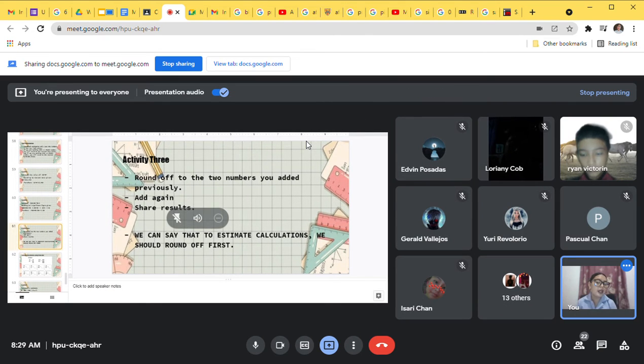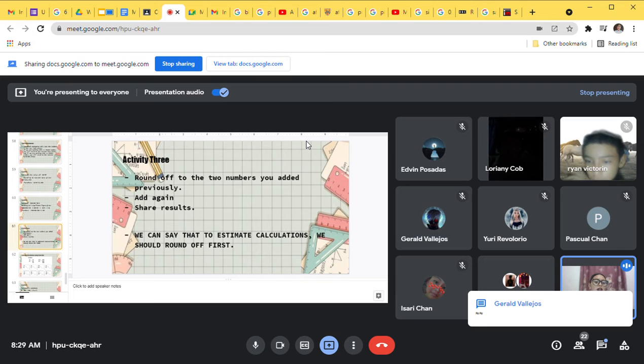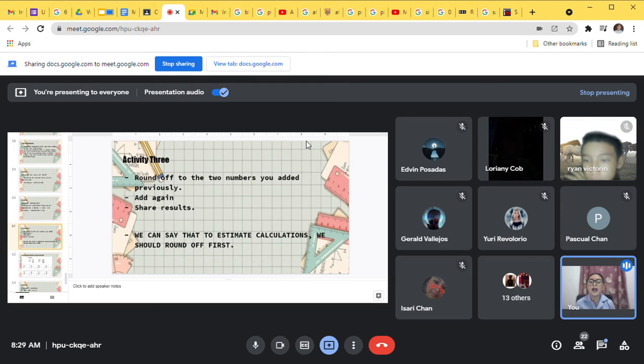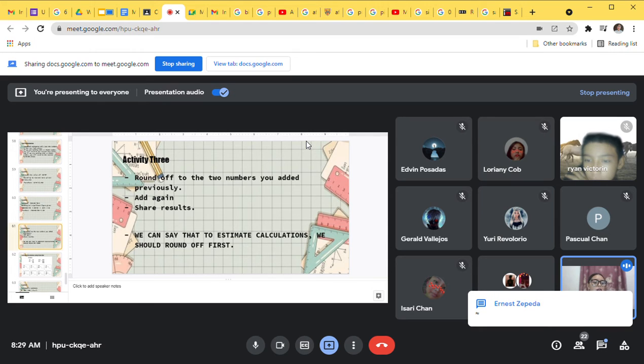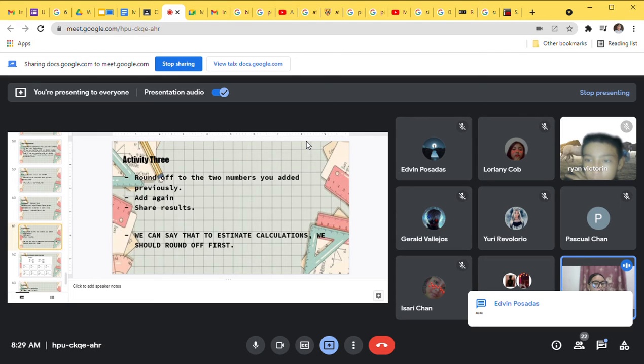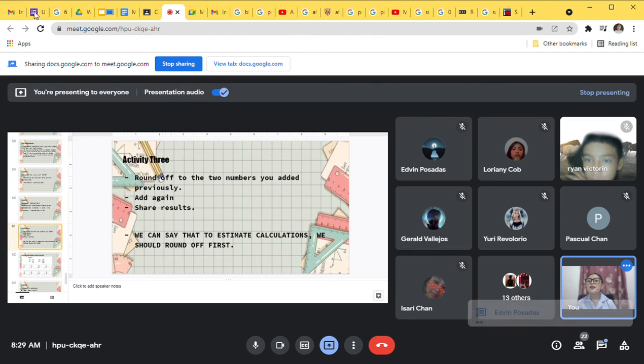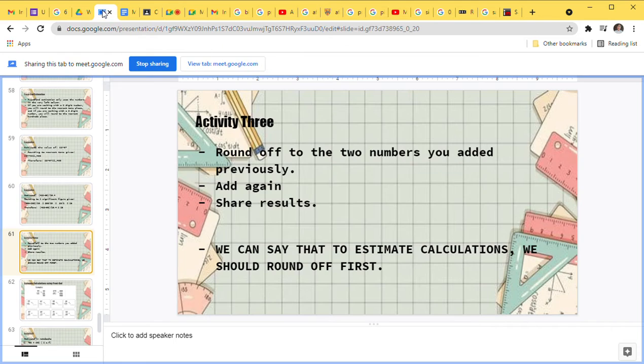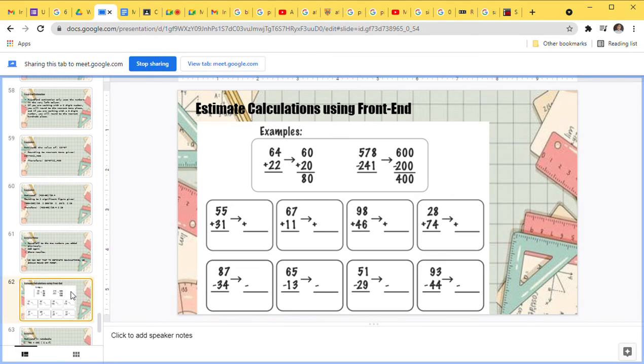So we can see that to estimate a calculation, we should round off first. If you are asked to estimate a calculation, you should round off those numbers first. Okay, very good. Some of you do know how to insert that little curly equal sign but did not use it. Okay, so we will work on some of the activity questions.